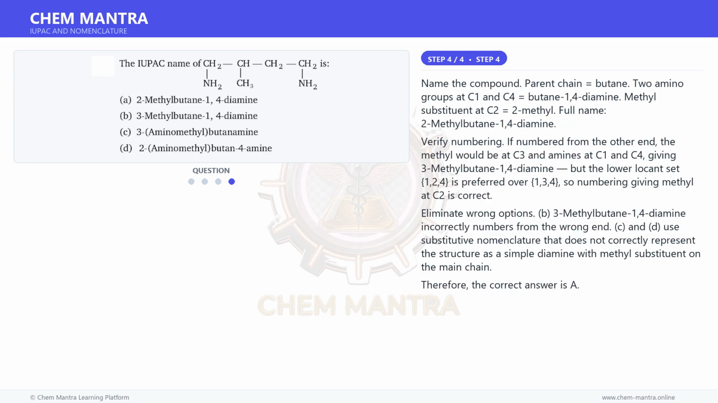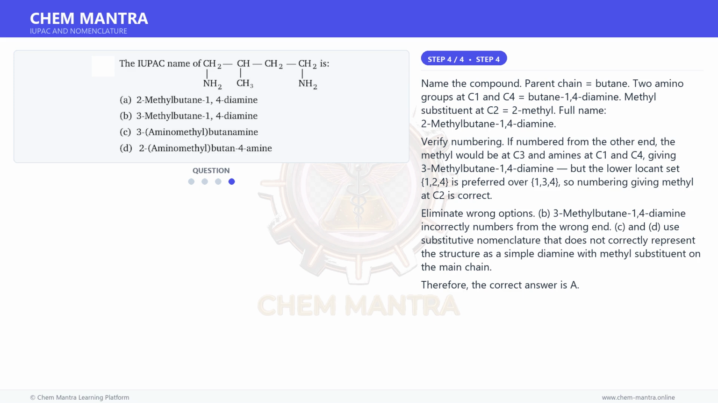And for the final step, name the compound. Parent chain is equal to butane. Two amino groups at C1 and C4 is equal to butane-1,4-diamine. Methyl substituent at C2 is equal to 2-methyl. Full name: 2-methylbutane-1,4-diamine. Verify numbering.